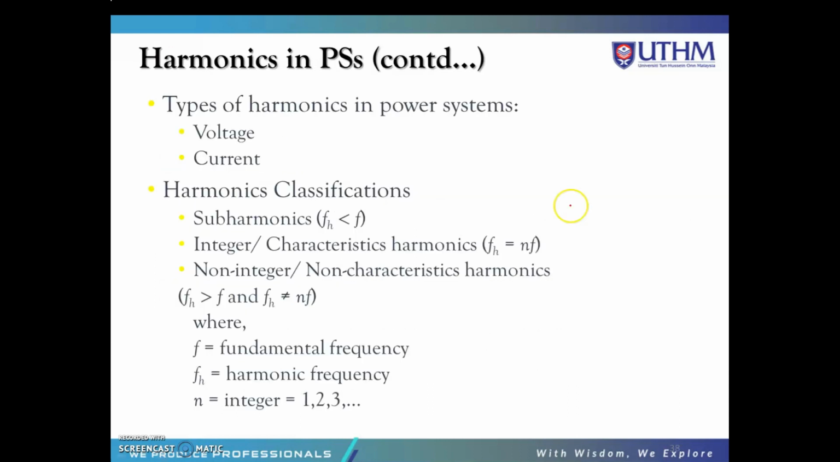Okay, so harmonics is the voltage or current at a multiple of the fundamental frequency of the system. So in power system, there are two types of harmonics, which are voltage and current. Okay, so in a normal alternating current power system, the current varies sinusoidally at a specific frequency, usually 50 Hz. Okay, so this is the explanation of what current harmonics is.